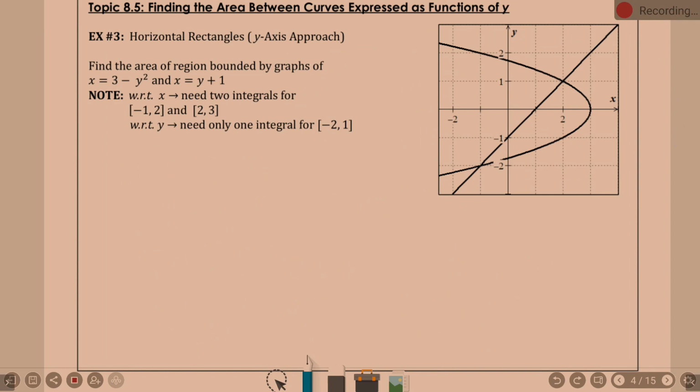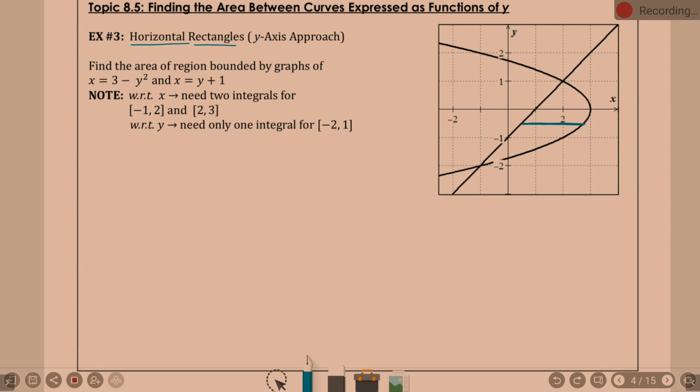When we look at a situation like this, we can't do a vertical rectangle where we're always going to have an upper minus lower. Okay, and so we're going to talk about horizontal rectangles. When we switch over to talking about horizontal rectangles, I've already previewed this, right? Instead of upper minus lower, we're going to talk right minus left. So we're going to be looking at the distance between those two curves from right to left.